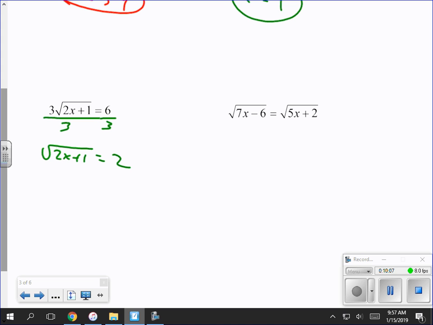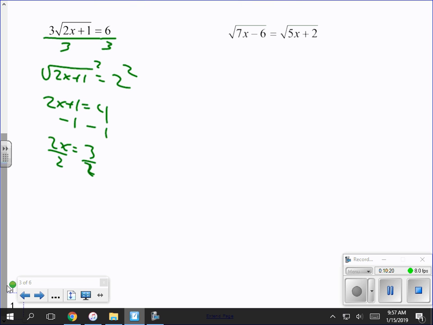Now I get to here, square both sides. 2x plus 1 equals 4. Subtract 1. 2x equals 3. Divide by 2. And I get x equals 3/2. And I do leave it as an improper fraction. The only time we use mixed numbers is in answering word problems. Otherwise, you leave it as an improper fraction, but reduce if you can.